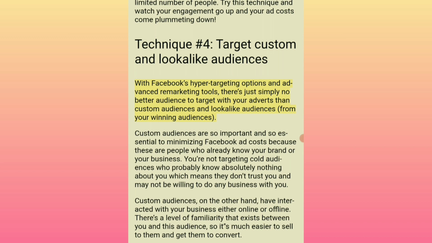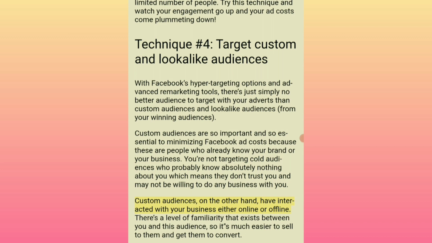Custom audiences, on the other hand, have interacted with your business either online or offline. There's a level of familiarity that exists between you and this audience, so it's much easier to sell to them and get them to convert. This is important because when people know your brand, they would be more likely to engage with your ad. This, in turn, results in lower ad costs for your business.